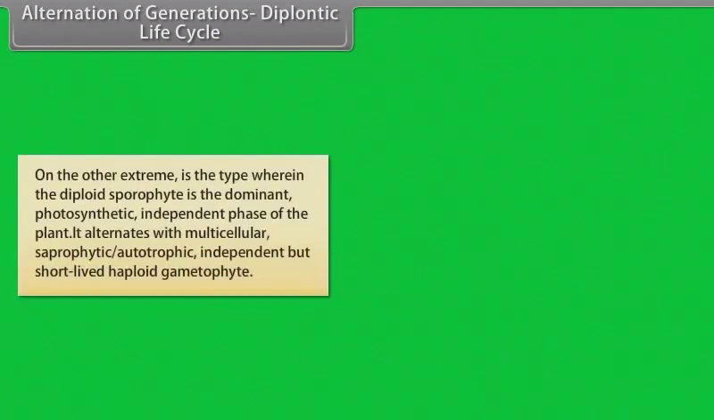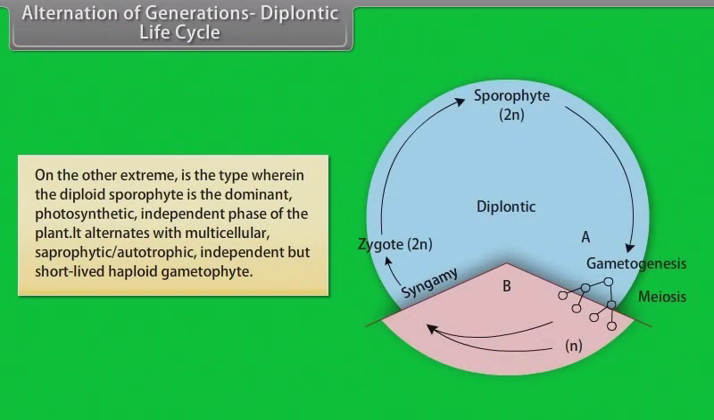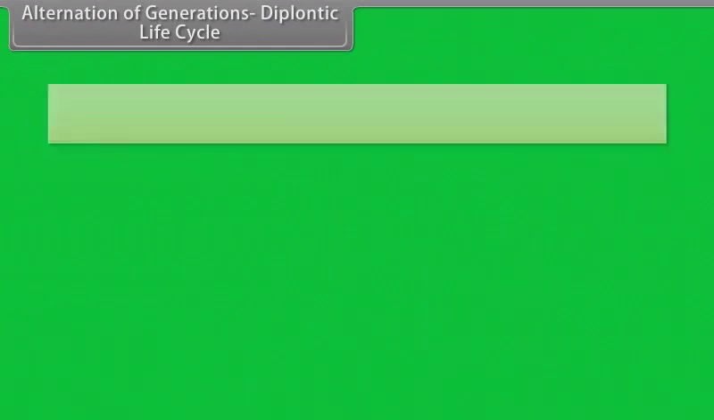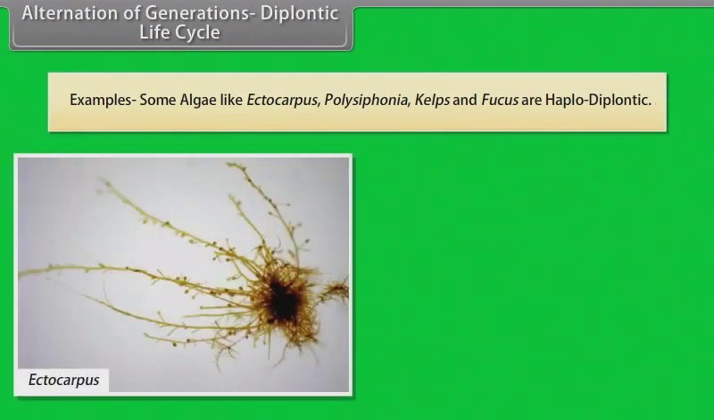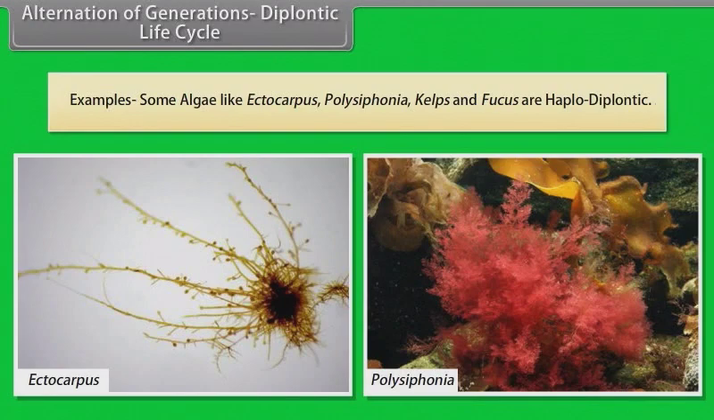Alternation of generations, diplontic life cycle. On the other extreme is the type wherein the diploid sporophyte is the dominant, photosynthetic, independent phase of the plant. It alternates with multicellular, saprophytic, autotrophic, independent but short-lived haploid gametophyte. Examples: some algae like Ectocarpus, Polysiphonia, kelps and Fucus are haplodiplontic.